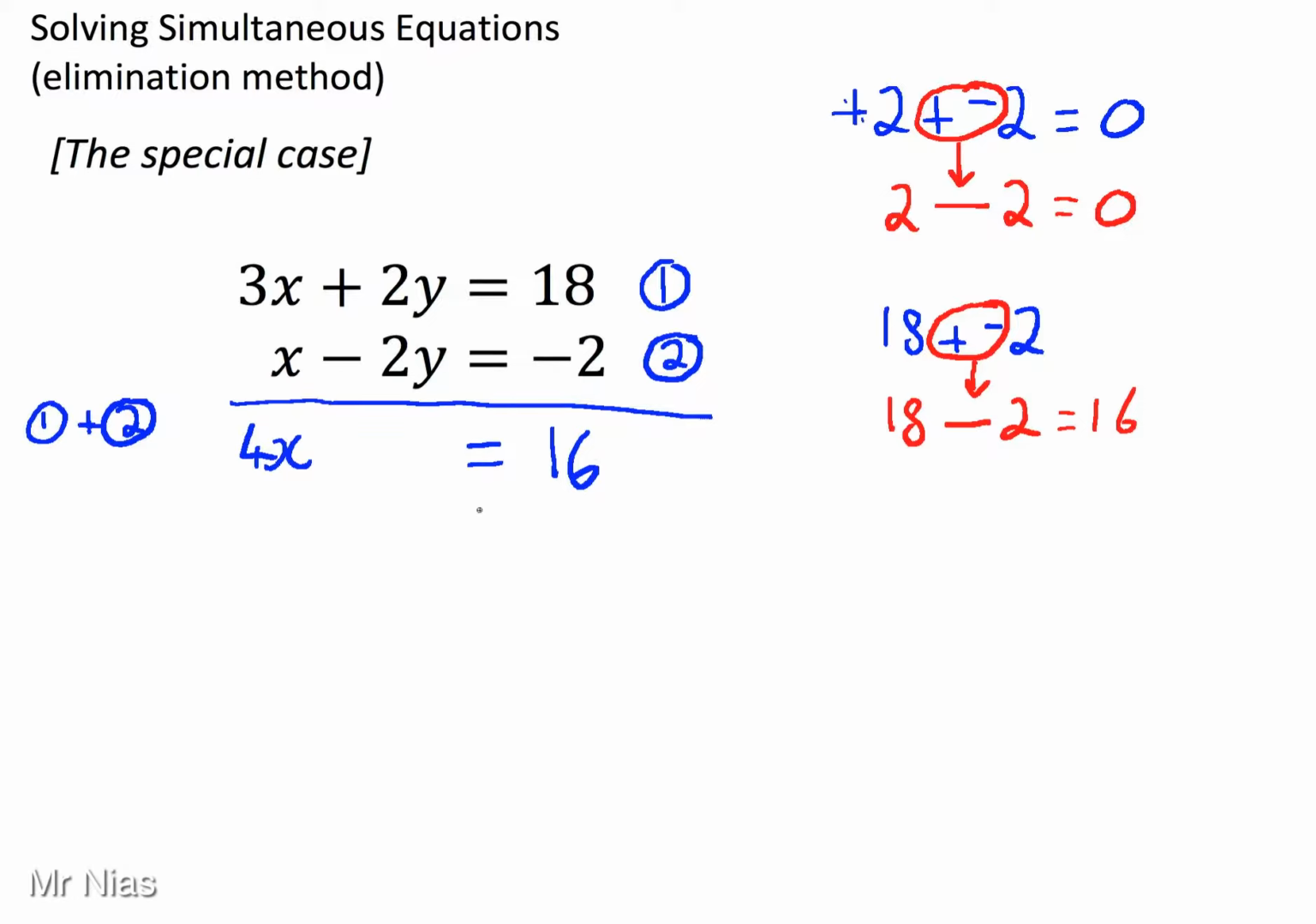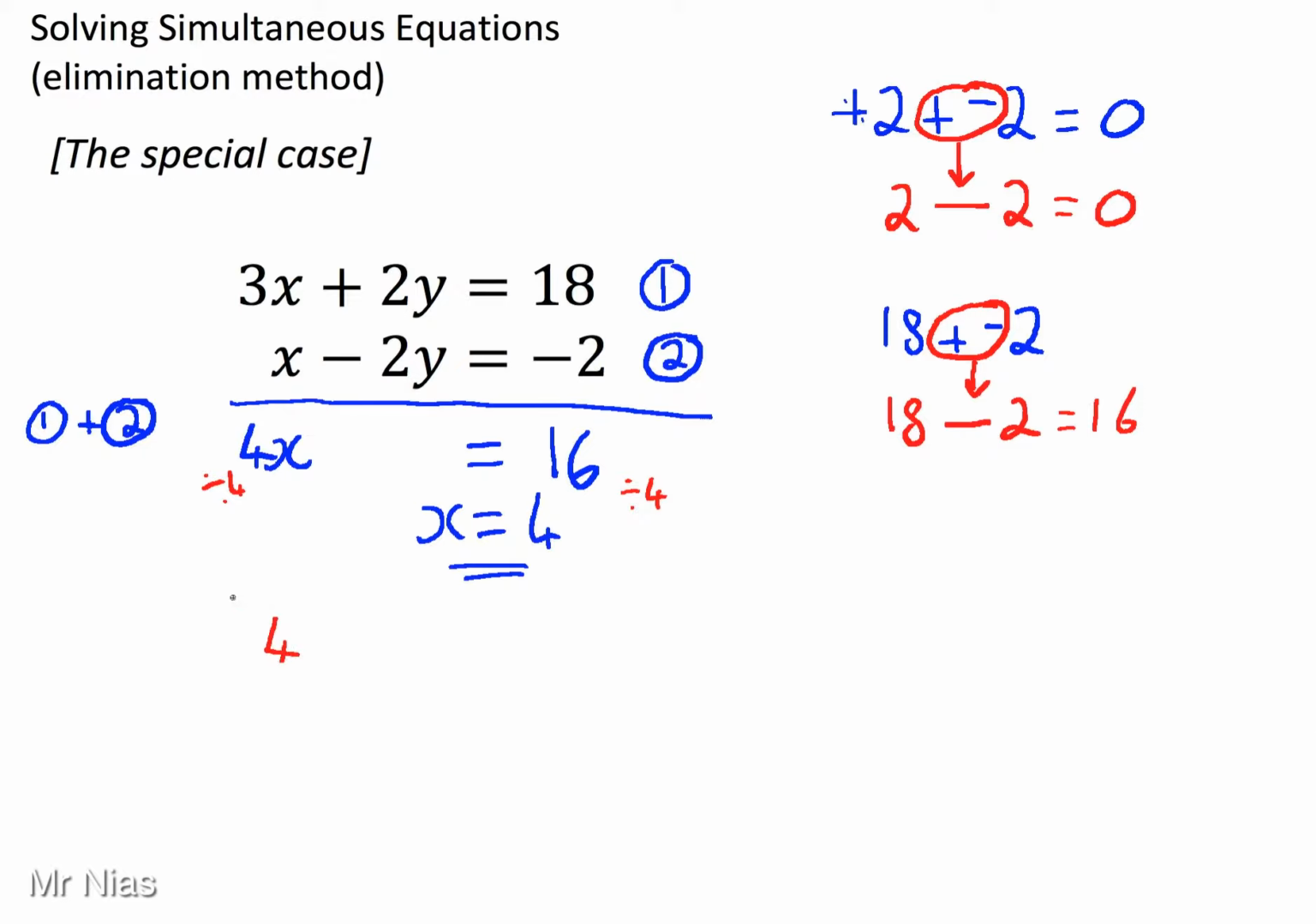So 4x equals 16. I don't want 4 x's, I just want the 1. So instead of having 4 of them, if I divide by 4, I will have just 1x. There we go. And 16 divided by 4 is 4. So x is equal to 4. Now at this point, we're back into our usual kind of flowchart of what we're going to do. I've managed to find the value of one variable, so I'm going to substitute into one of the equations for x is 4. So instead of just having 3x, I'm actually going to have 3 times by the 4.